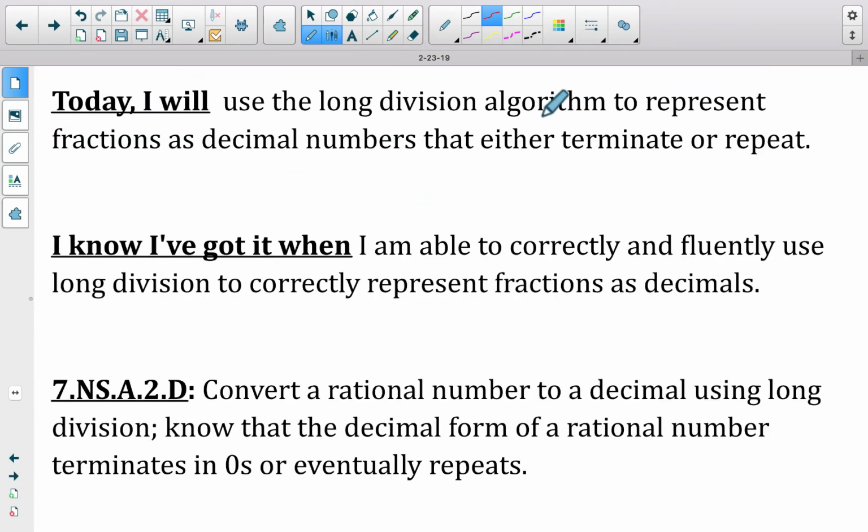So today you are going to use the long division algorithm to represent fractions as decimal numbers that either terminate, which means end, or repeat. You know you have this when you are able to correctly and fluently use the long division algorithm to represent fractions as decimals. And our standard is 7.NS.A.2.D: convert a rational number to a decimal using long division, and know that the decimal form of a rational number terminates in zeros or eventually repeats.